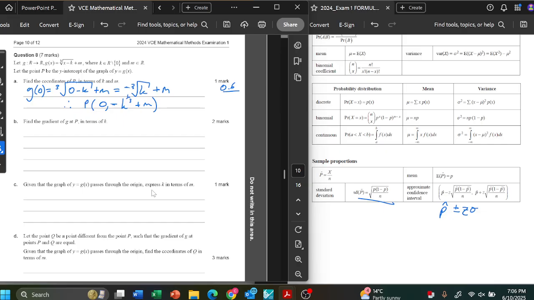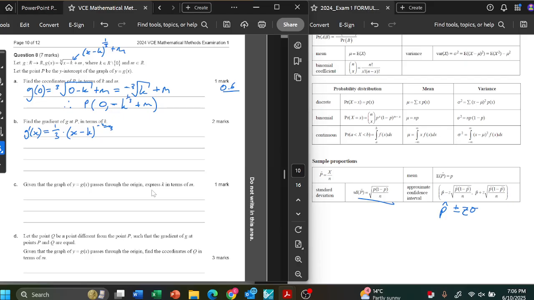Okay, next question. Find the gradient of g at p in terms of k. So we're interested in the gradient of g. So straight away, we should be taking that derivative. Let's just write this function here slightly differently. We could say that this is equal to 3 (x minus k) to the power of a third plus m. So if I'm taking the derivative of that, I'm going to take out the 1/3. I'm going to decrease the power by 1. So it's going to make the power negative 2 on 3.